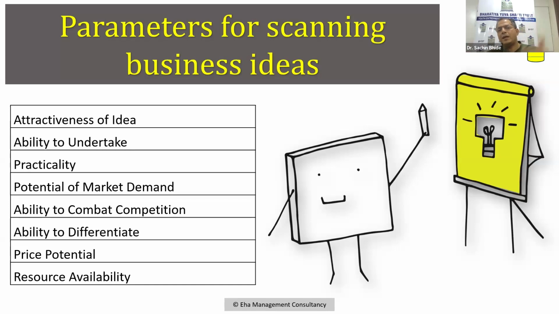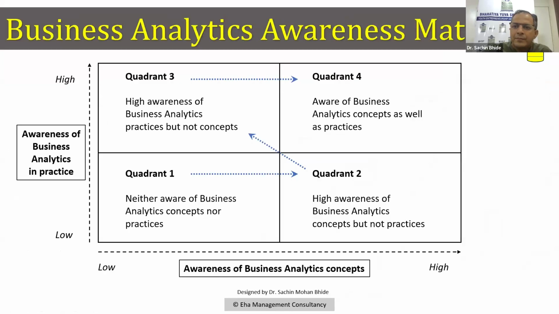Now we have done the parameters for scanning business ideas. Now let us look at the next aspect, which is again a very important aspect: these quadrants. And I'm going to explain these quadrants with you. I have designed this business analytics awareness matrix. So what is this matrix all about? There are two axes. Are you able to see the diagram properly?